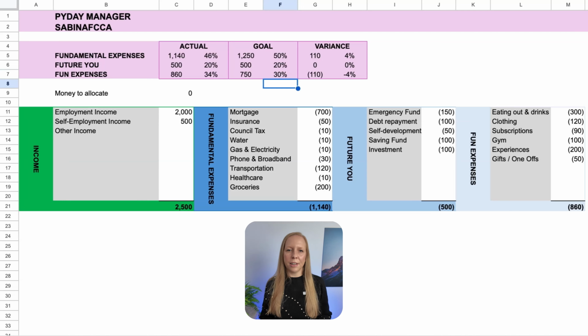On the right hand side, in a variance section, the formulas automatically calculated the differences between our actual numbers and our ideal numbers in percentages and in the currency. So you can see whether your actual numbers are in line with your goals or whether you're overspending or underspending. So in my example, I overspend in the fundamental category by 110, which is 4%. In the future you category, I was in line with my goals. And in fun expenses, I underspend by 110, which is 4%.